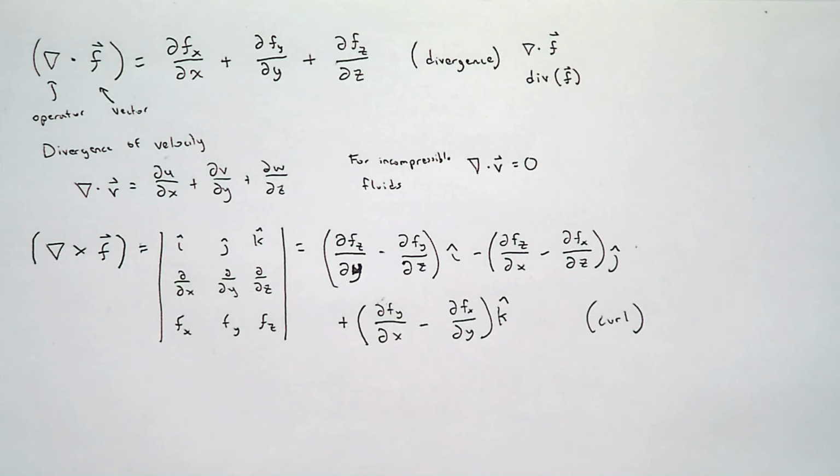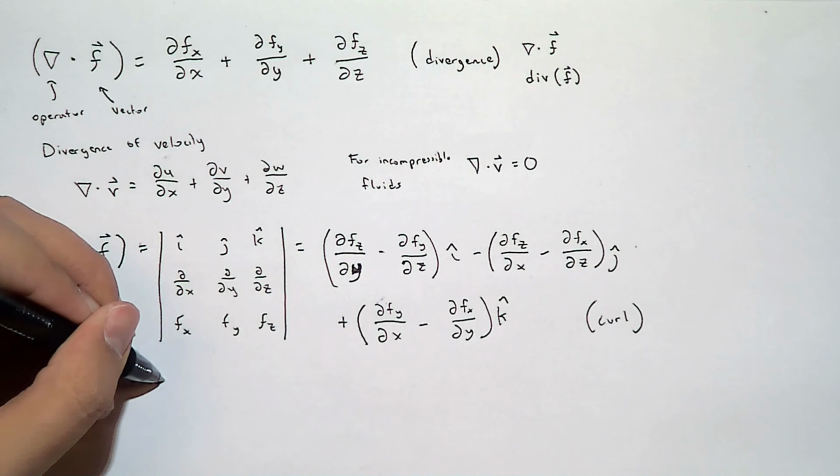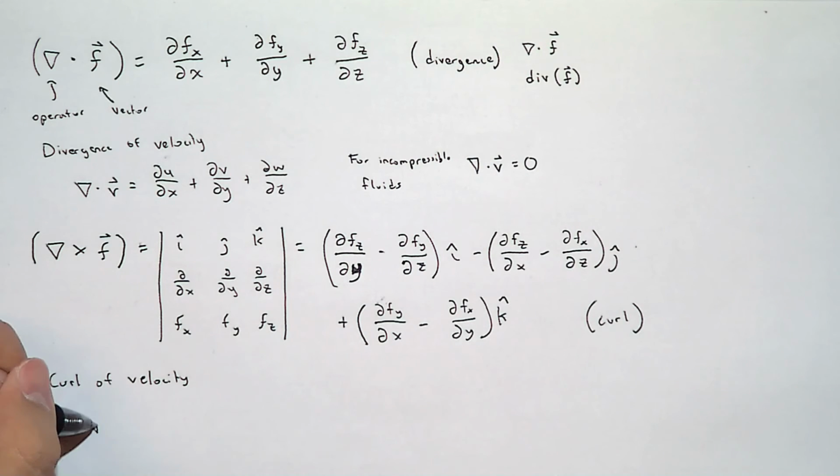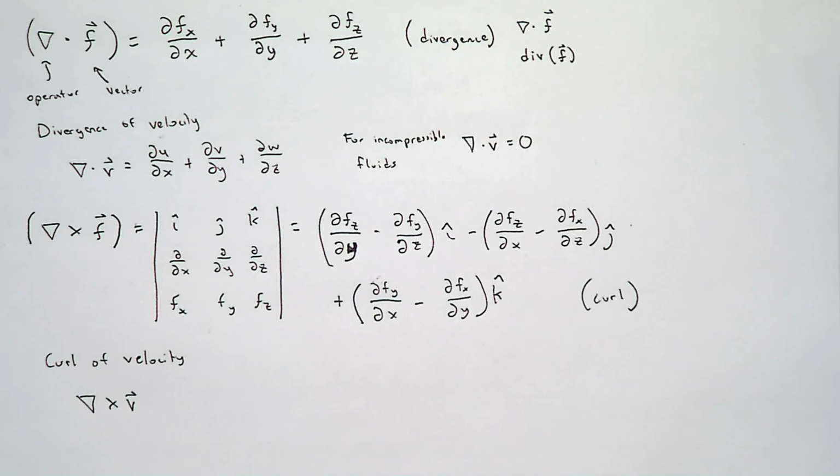So curl represents rotation. In the case of a fluid, the curl of the velocity field of a fluid is also a very important property that we are going to see in this class. And the curl of this velocity field gives us something very related to the rotation of a fluid. We call the curl of the velocity field of a fluid its vorticity. Okay? And vorticity tells us the rotation of a fluid.